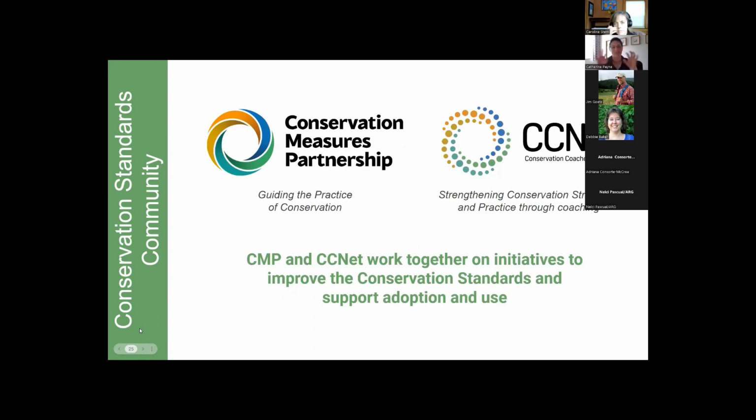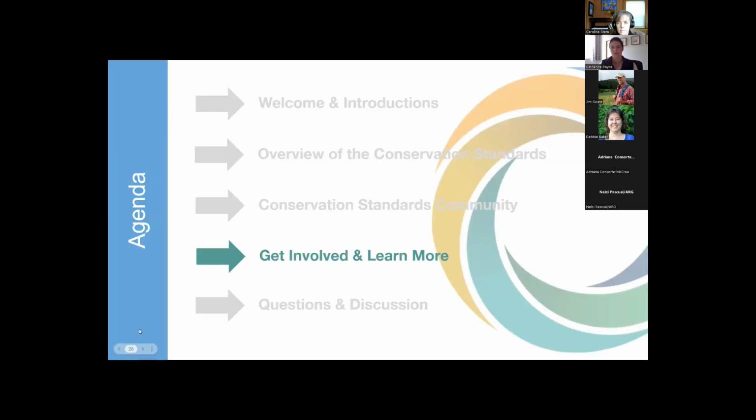So how do these 2 entities work together? As we mentioned, there's a lot of crossover with individuals across both. And essentially the conservation standards is the product that both groups are feeding into, working on developing new guidance for all of those sorts of things. So continuing to work together to improve the conservation standards and support the adoption and use of this set of tools that we think are really powerful in terms of delivering effective conservation. So that's a little bit about the conservation standards community.